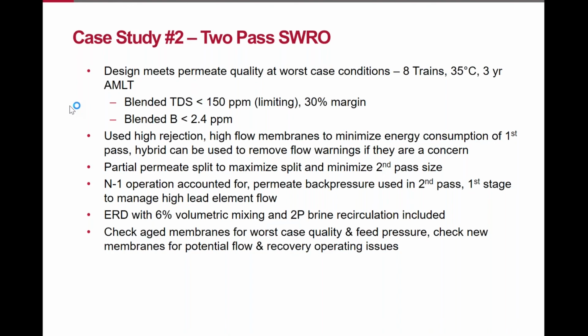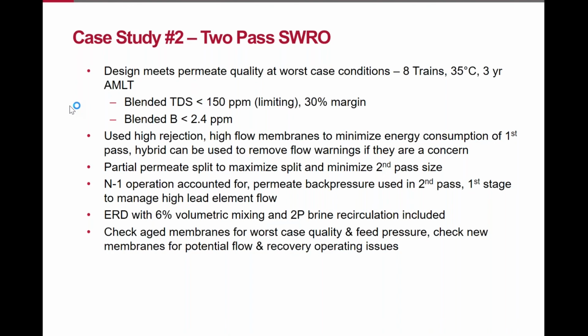We also used a partial permeate split, which allowed us to maximize the permeate split and also minimize the second pass size, right? So with the simple split method, you wouldn't be able to use as high of a permeate split. We also accounted for the N-1 operation. So the operation works with both 8 trains as well as 7 trains. We did use a little bit of permeate back pressure in the second pass first stage in order to manage some of the high lead element flow.